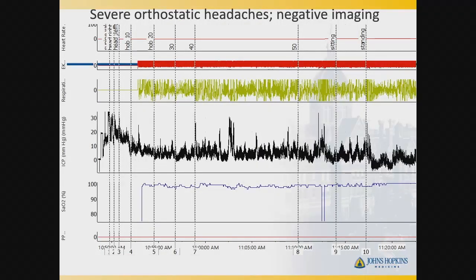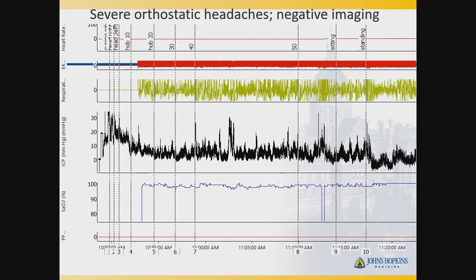Another patient with severe orthostatic headaches, negative imaging again, but this time pressures were normal when we sat her up. We go through a special protocol now, where we have them lie down first, then we gradually elevate the head of the bed, first to 10 degrees, then 20, 30, 40, 50 degrees. Then we have them sit for half an hour and then stand for half an hour. And this patient's pressures never really went down below even 0.